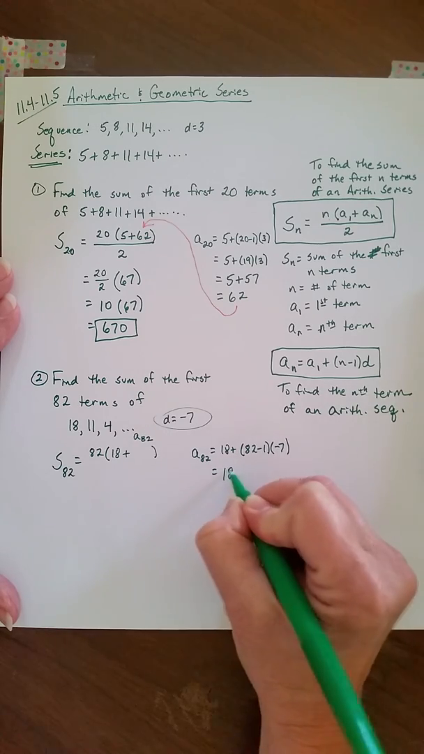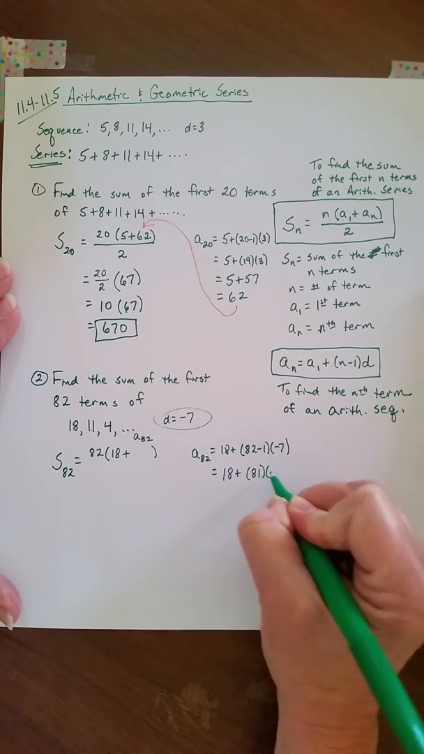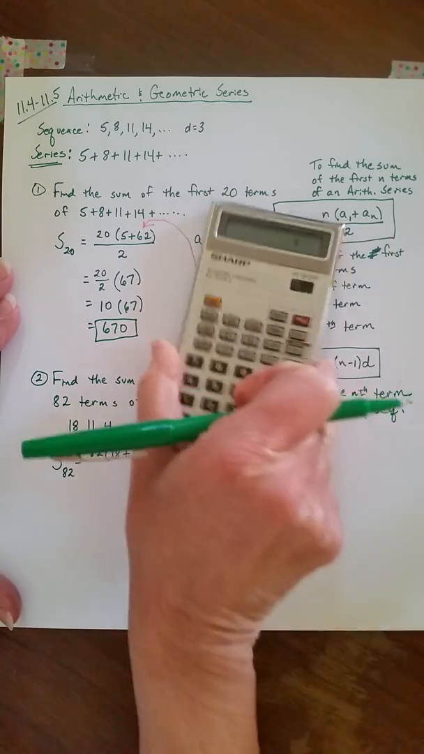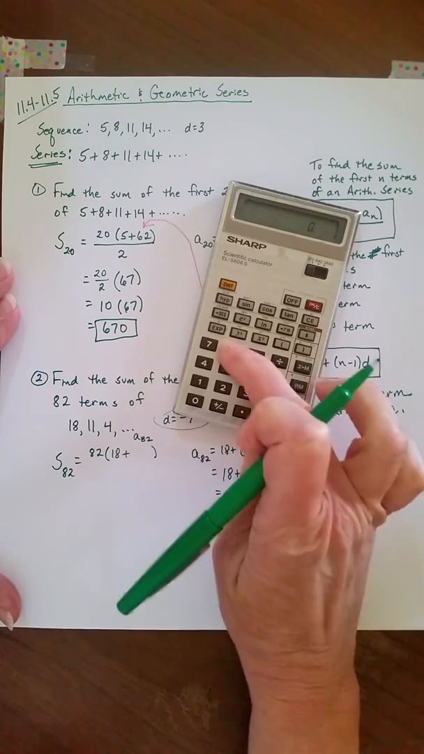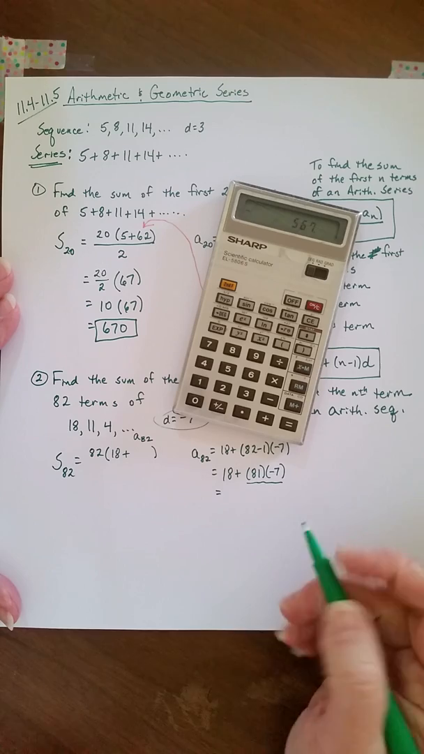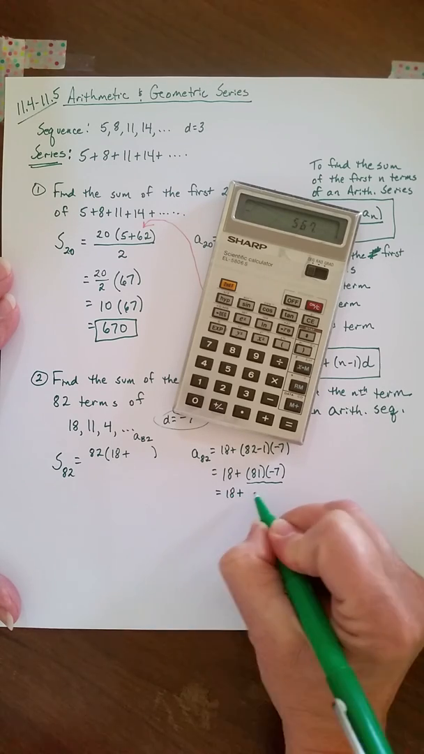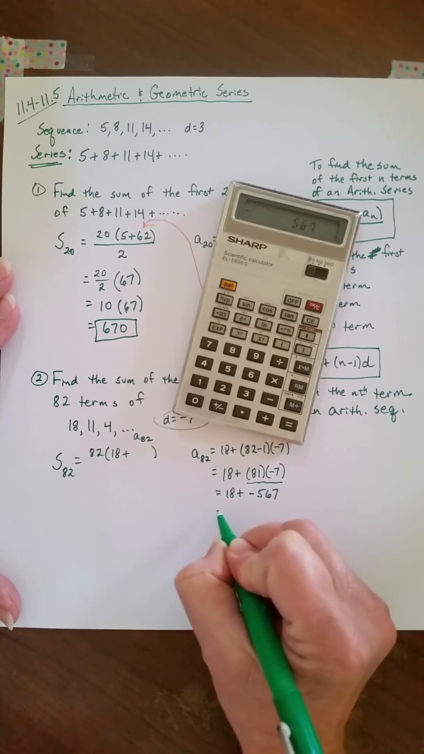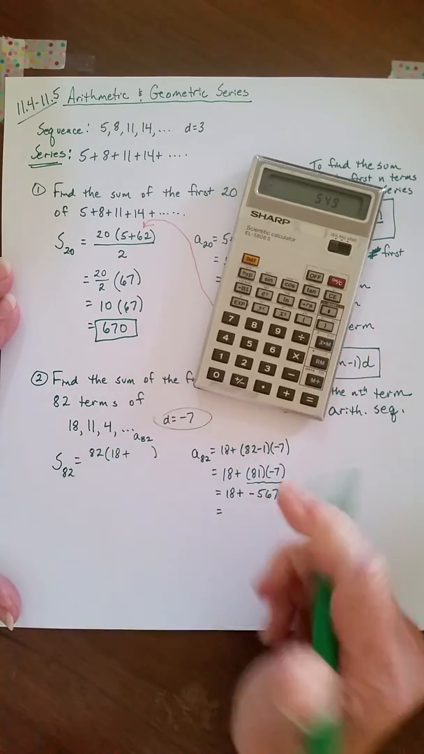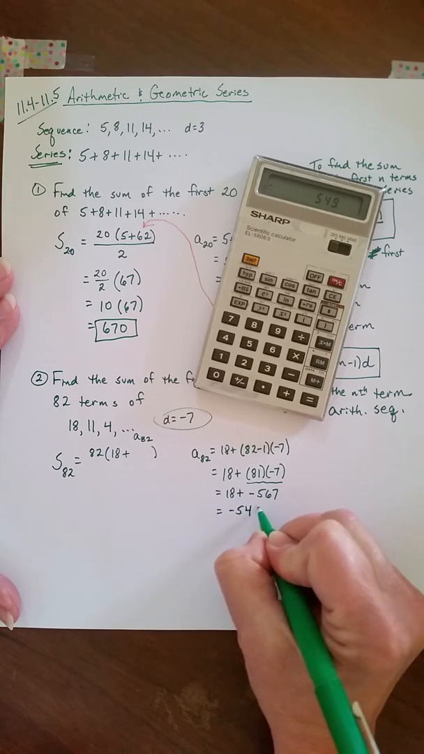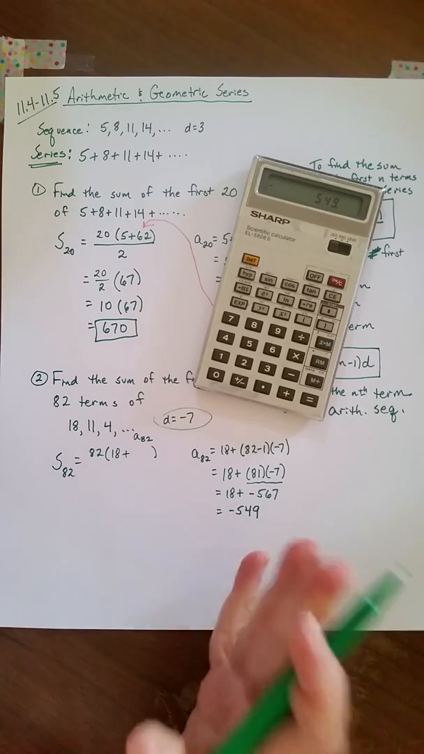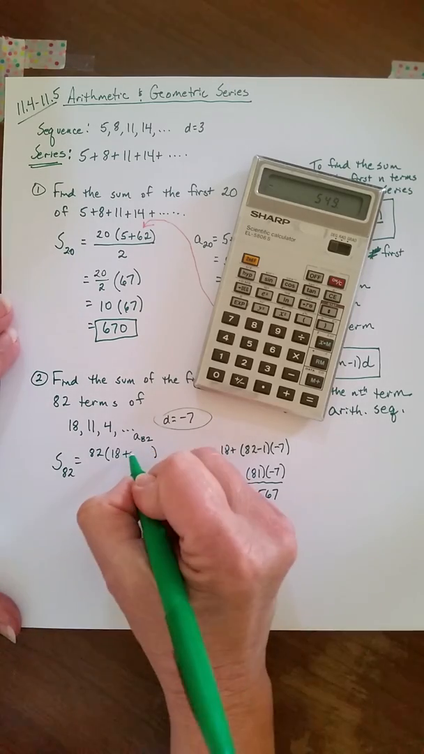So what do we have? 18 plus 81 times negative 7. So remember, I'm going to do this first. So I've got 81 times negative 7. Well, that's negative 567. And then I'm going to add 18 to that. And I get negative 549. Now that's the number I'm going to put right here. My 82nd term, the last term, would be negative 549.